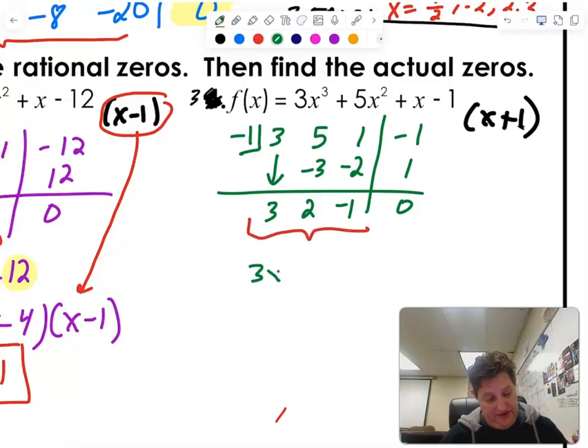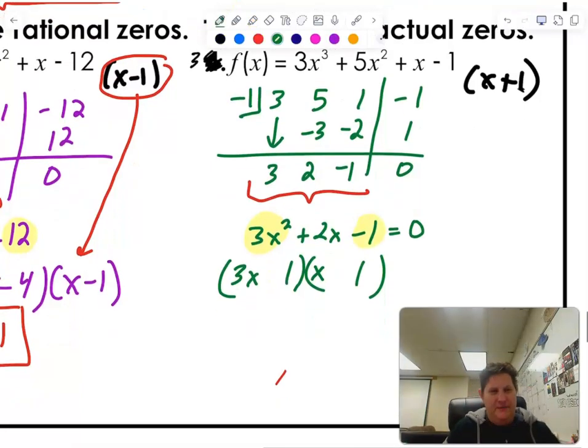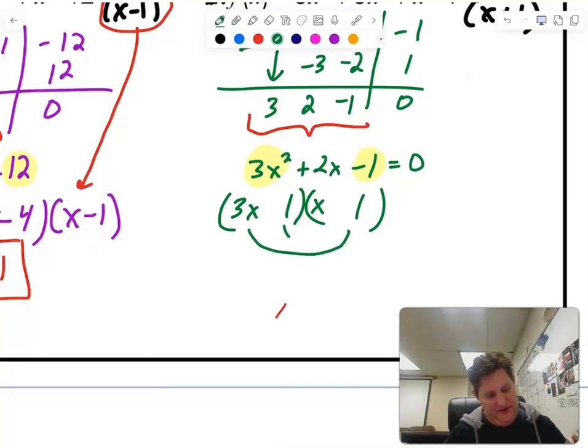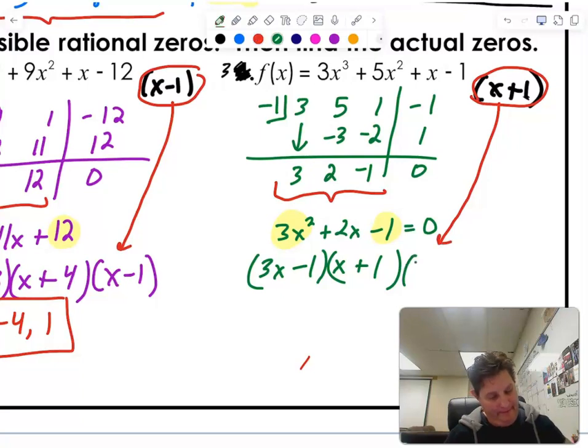Let's see here. This turns into 3x squared plus 2x minus 1, which factors, that can only be 3x and x when I split that up. That can only be 1 and 1. But to get positive 2, I need to go 3x minus 1x. So it's positive, negative. Okay? And then we don't forget about this one. And so my zeros are 1/3, negative 1, and negative 1.